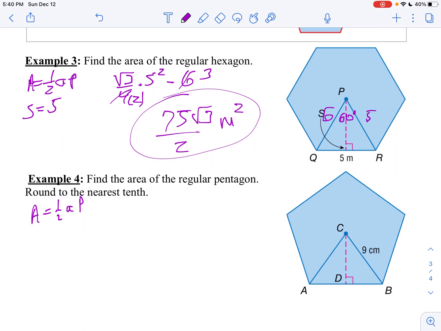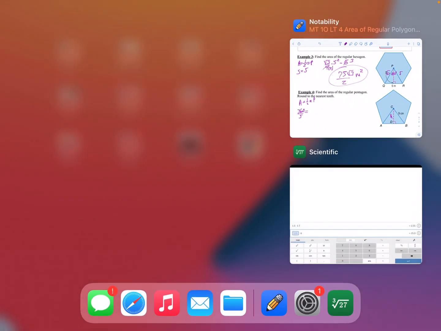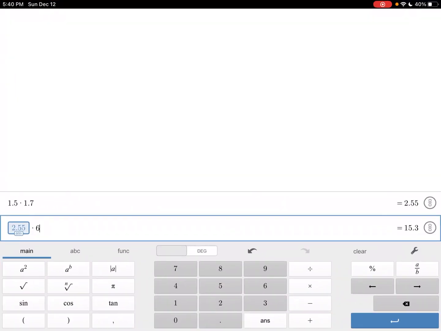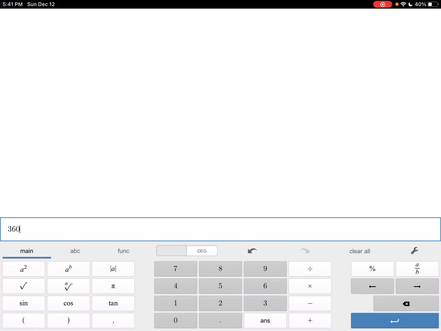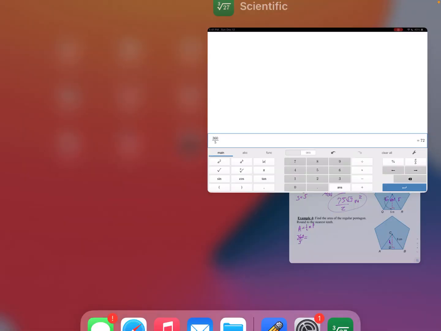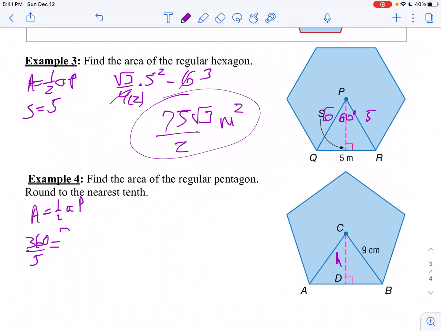So A is the height of my triangle. Now in this case, it's a pentagon, so my central angle is going to be 360 divided by 5. Didn't I just do that? 360 divided by 5. So my central angle is 72 degrees. But I'm not really interested in the central angle. Since it's an isosceles triangle, I'm going to draw in the height, which is also the angle bisector. So this is 36 degrees.